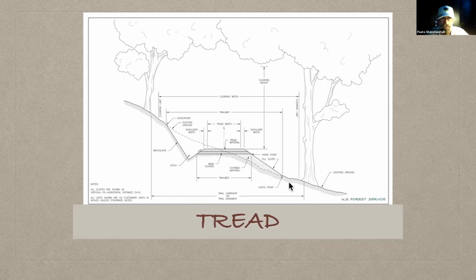So a little bit more about backslope. The backslope is this part of the earth that is excavated to construct the trail. So the trail's native configuration was just a straight line, and you're cutting out this area, creating a back slope to be able to build the trail tread.